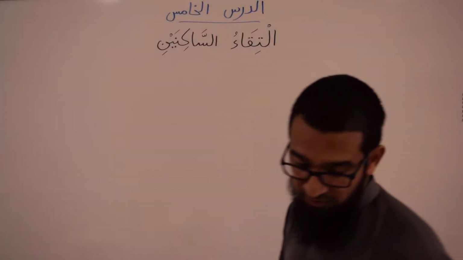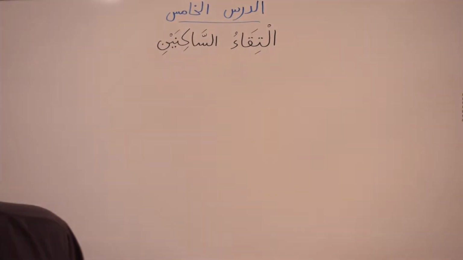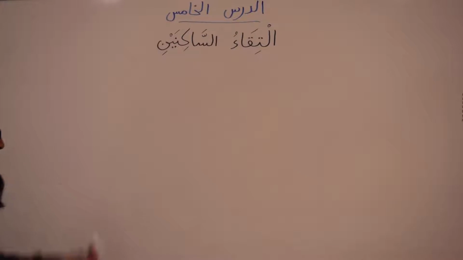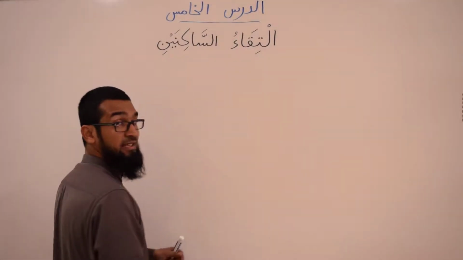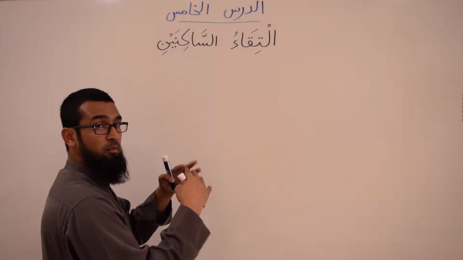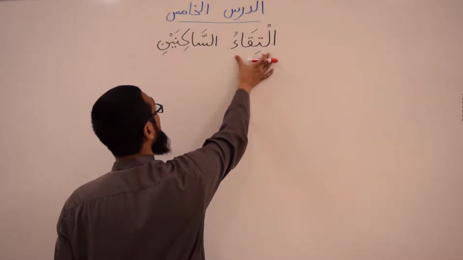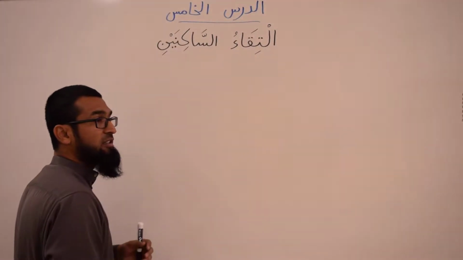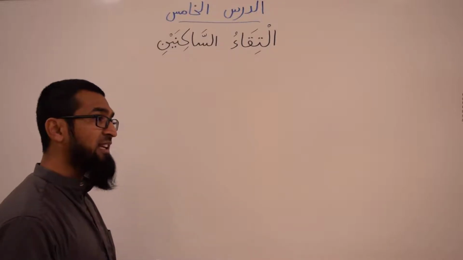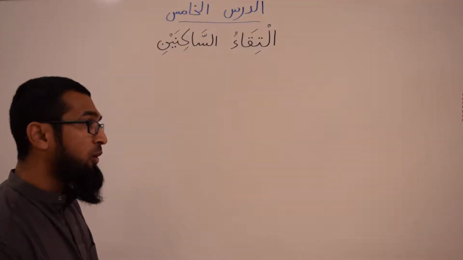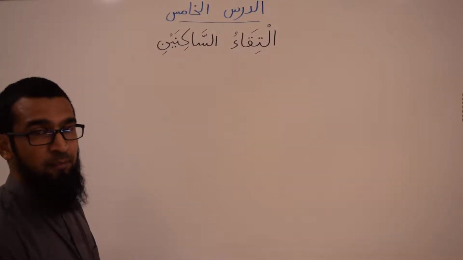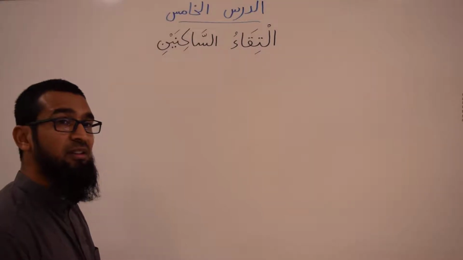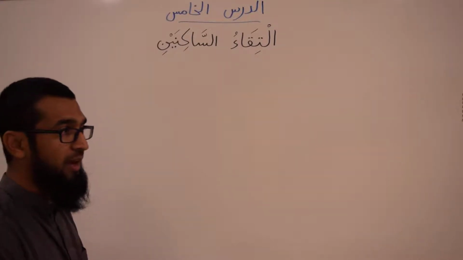Another concept of lesson 5 الدرس الخامس is التقاء الساكنين. التقاء means the meeting, two things or more meeting. الساكنين is two sukoons, two letters that have a sukoon. What happens when there are two words, and the ending of one of them and the beginning of the next one has sukoons on it? What happens?